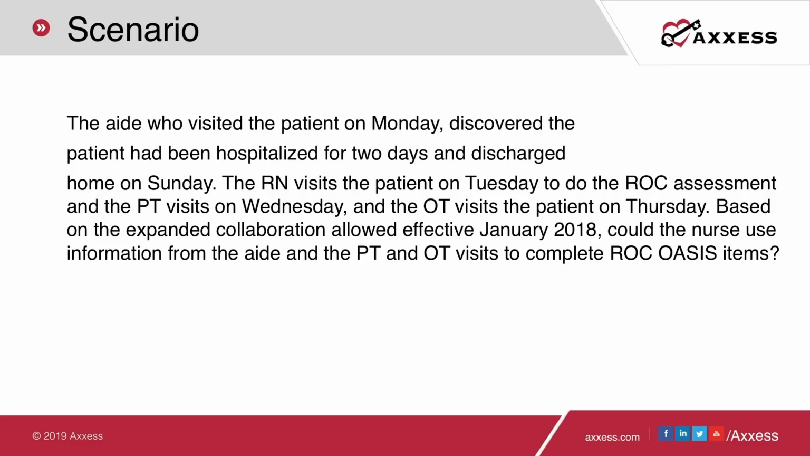The RN visits the patient on Tuesday to do the resumption of care assessment, and the PT visits on Wednesday, and then the OT visits the patient on Thursday. Based on the expanded collaboration allowed effective January 2018, could the nurse use information from the aide and the PT and OT visits to complete resumption of care OASIS items? A side note, this is not one of my made-up scenarios.